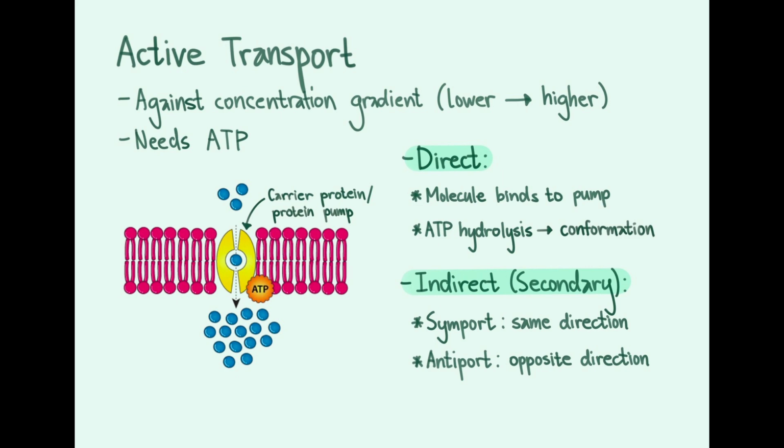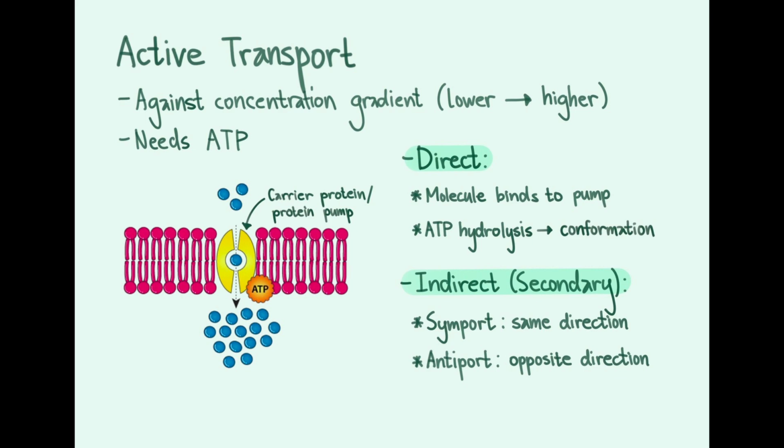Carrier proteins, also referred to as protein pumps, are used to mediate this process. We know that carrier proteins engage in passive transport when they move substances along the concentration gradient, but here, when they are moving against the concentration gradient, they will be a part of active transport. Direct active transport is when a molecule binds to the protein pump, ATP hydrolysis causes a conformational change, and the molecule is translocated across the membrane.